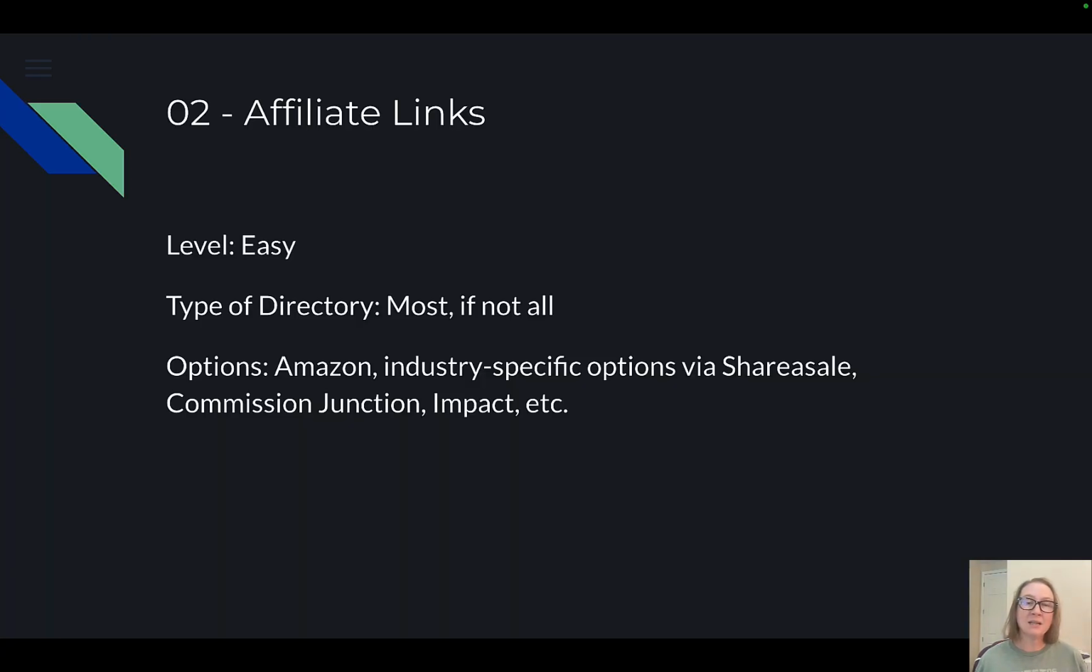The second way that I see a lot of people monetizing their directory sites, and this is also on the easy level, is affiliate links. Again, this is going to work on most, if not all, types of directories. This can be something as simple as Amazon. It can be industry-specific options through places like ShareASale, Commission Junction, Impact. You can also go direct to a lot of companies and do the program directly through them. It's really going to depend on what niche or industry your directory site is in, as to where you're going to find these affiliate programs.